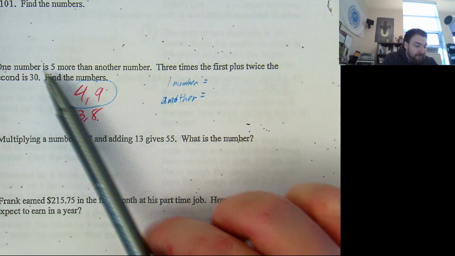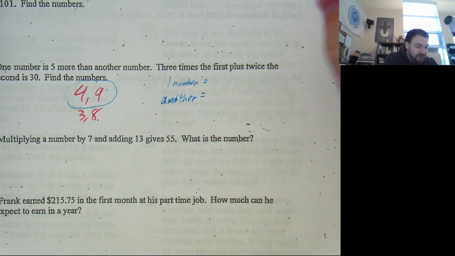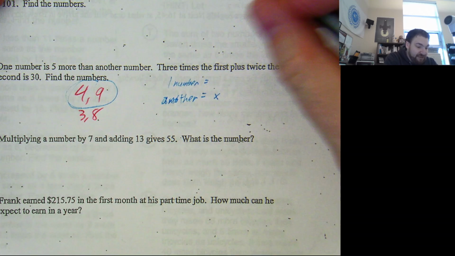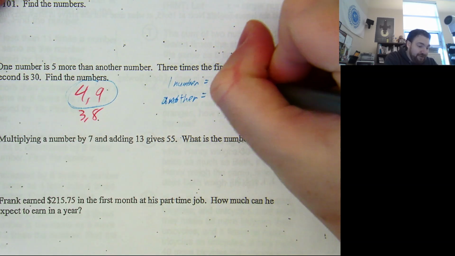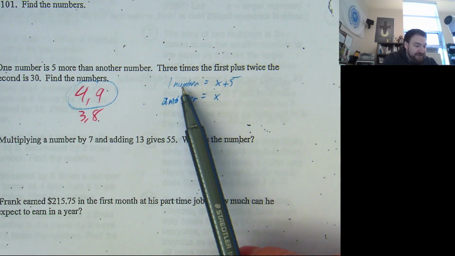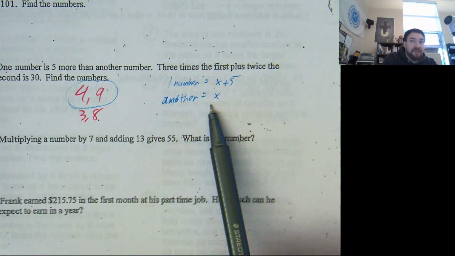And we know that one number is 5 more than another number. So I'm going to call the another number x, and then the one number is 5 more than, so that means I'm adding. The one number is x plus 5. I'm just using the language in the problem. The one number is 5 more than another number, and my another number is x.